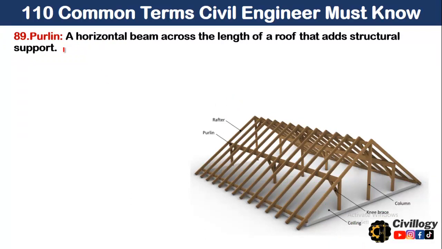Point number 89 is what is purlin. Purlin is a horizontal beam across the length of a room that adds structural support. As you can see over here, if this is the roof made up of wood, this support is called a purlin, the horizontal support.